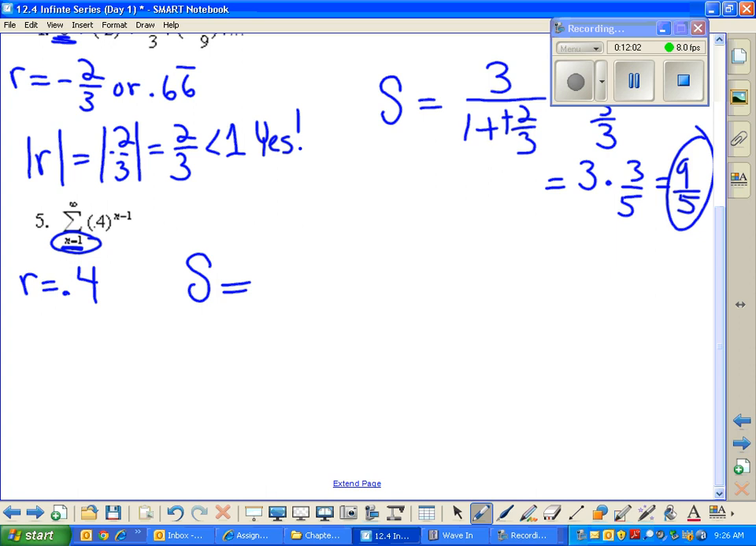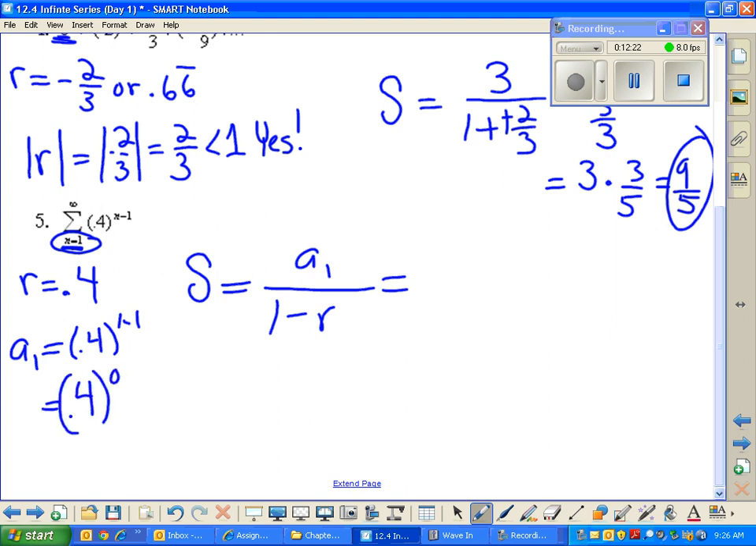In this case, the number on the bottom of sigma is 1, so my first term is a sub 1. And then 1 minus my common ratio. So a sub 1 is a value I have to find. In order to do this, I'll just take my explicit formula and plug in 1. I end up with 0.4 to the 0th power, and that's just 1. So I took a moment to find the value of my first term by plugging n equals 1 into my explicit formula, and then I followed my order of operations to evaluate. The value of my first term is now 1.